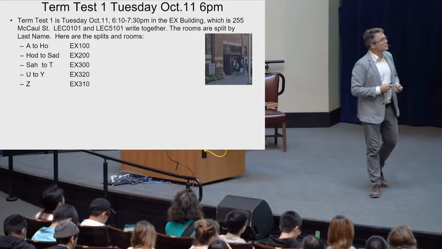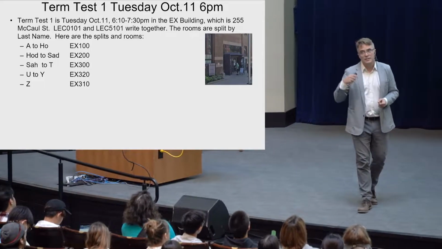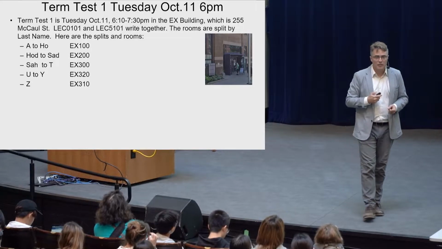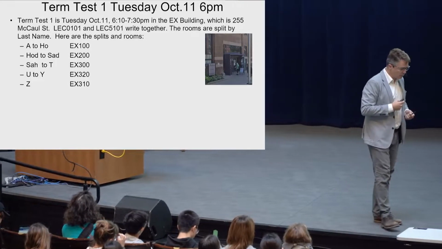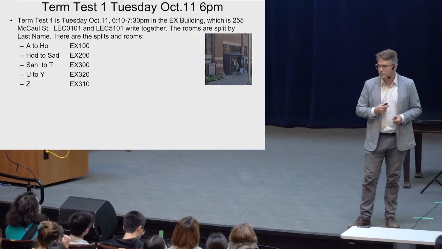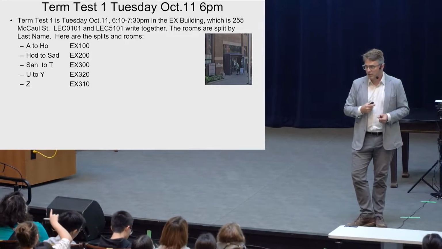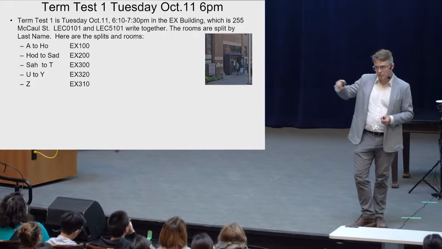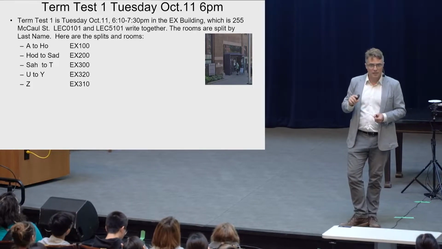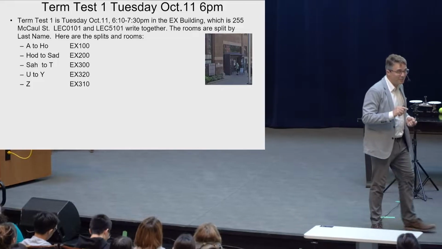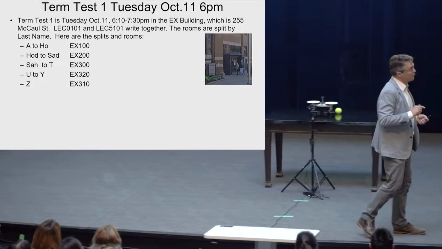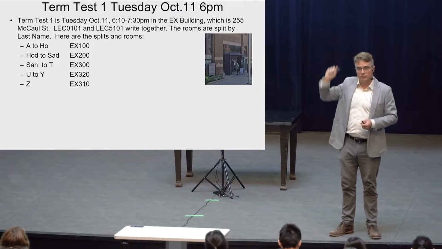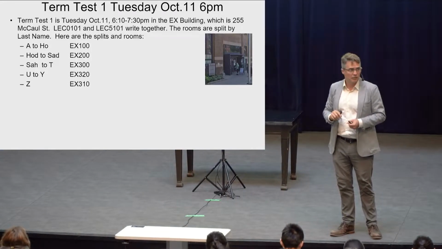Don't forget, there's a term test coming up on Tuesday. This is the day after Thanksgiving, as soon as you come back. It's in the evening. These are the rooms that you go to. There's 5 rooms within 255 McCall Street. There's one kind of in the basement, that's EX100. There's one on the main floor up a couple stairs, that's EX200. And if you're in one of the 300, 320, or 310, you have to go upstairs and find your room at the top floor there.